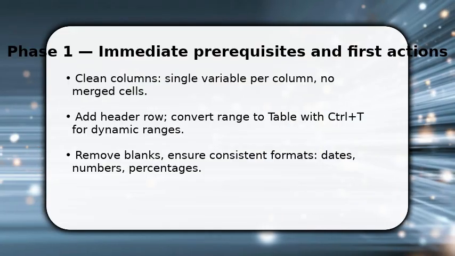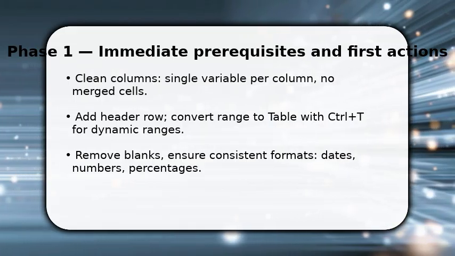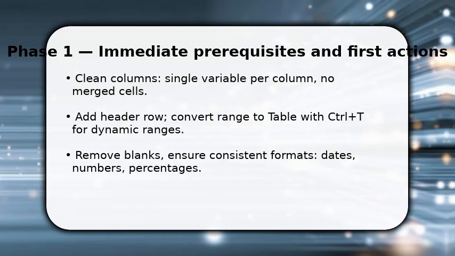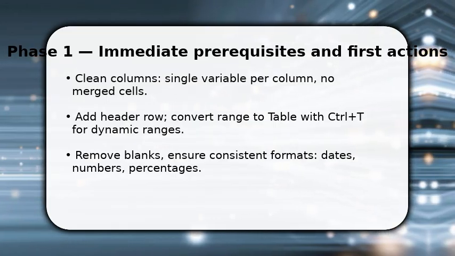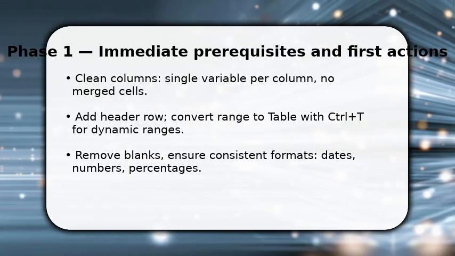You start by getting the data analysis ready. Remove merged cells, ensure one variable per column, and add a clear header row. Once done, convert the range to an Excel table so charts update automatically when new rows arrive.